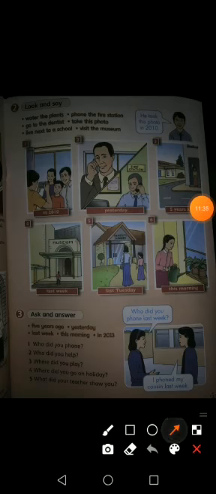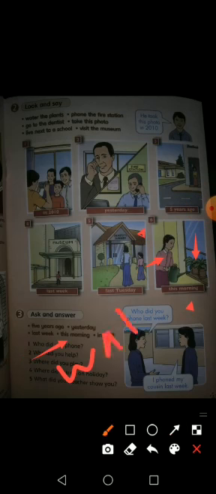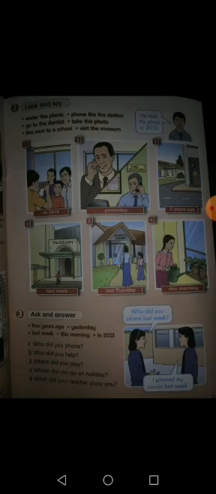And the last photo, this morning, and here we have a girl, and here we have plants. So she watered the plants this morning. Watered. Okay, she watered the plants this morning. Okay, student.